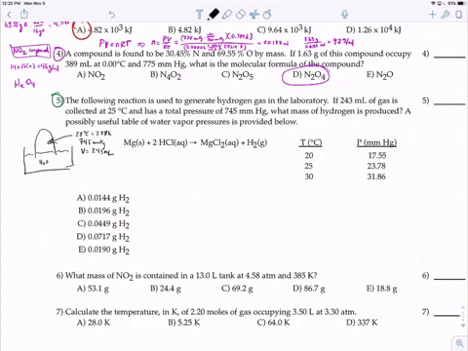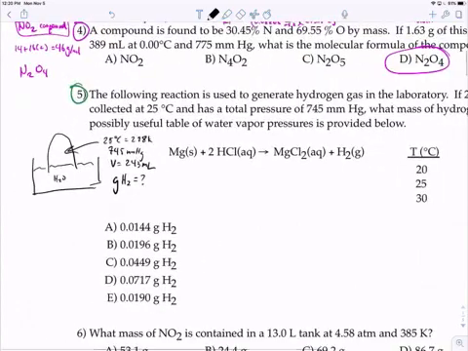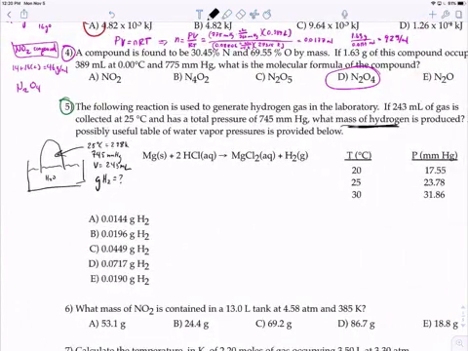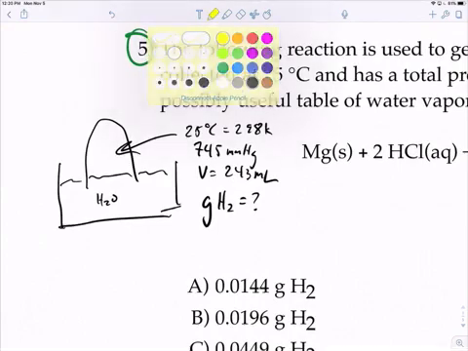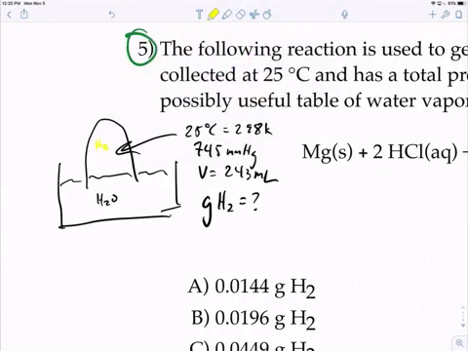So the mass of hydrogen. Grams hydrogen is our unknown. So we're looking for the mass of hydrogen, and in here we're going to have H2, and I guess you can't see that, shoot. Lots of colors.